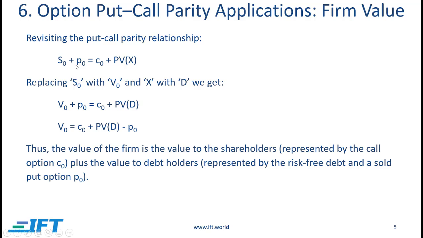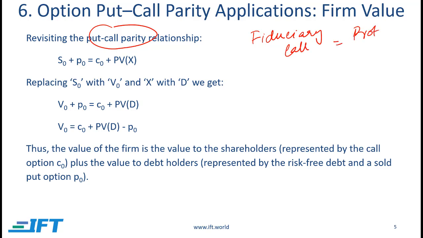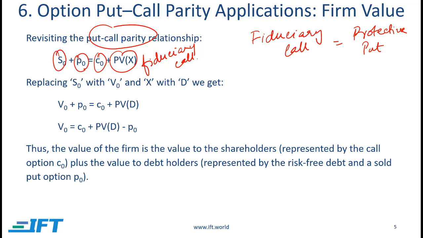And if we put all this together in terms of the put call parity, where we had the fiduciary call equal to the protective put, right? The fiduciary call is basically the call option and the present value of a zero coupon bond. So this side is the fiduciary call, and the protective put is the asset with the put option. So this side is the protective put, right?